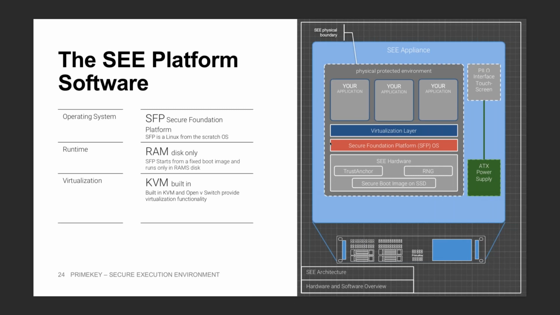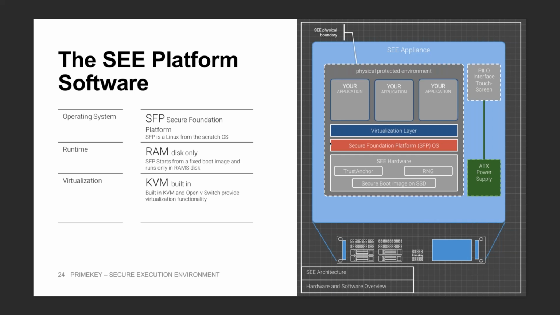So we have our application, we have our virtual machines that are running on our virtualization layer on top of our secure foundation platform, the Linux from scratch, that we are maintaining and supporting here at PrimeKey. Underneath, we have the trust anchor. And the trust anchor is also part of the physically protected environment. Inside the trust anchor, we are storing the secure boot image of the whole environment itself.